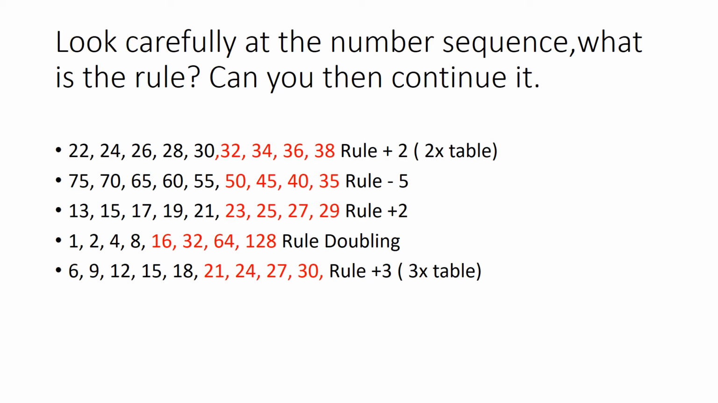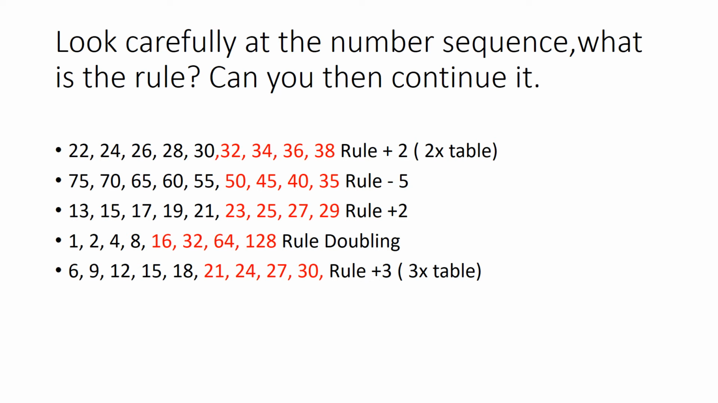The next row, 13, 15, 17, 19, 21. Now, the first thing I recognised was they were getting bigger. And then the next thing I realised was they were all odd numbers. So I looked carefully and I could work out that they were going up in 2s from an odd number. So it went 13, 15, 17, 19, 21. And then if I added on 2, I get to 23, add on 2, 25, add on 2, 27, and add 2, 29.